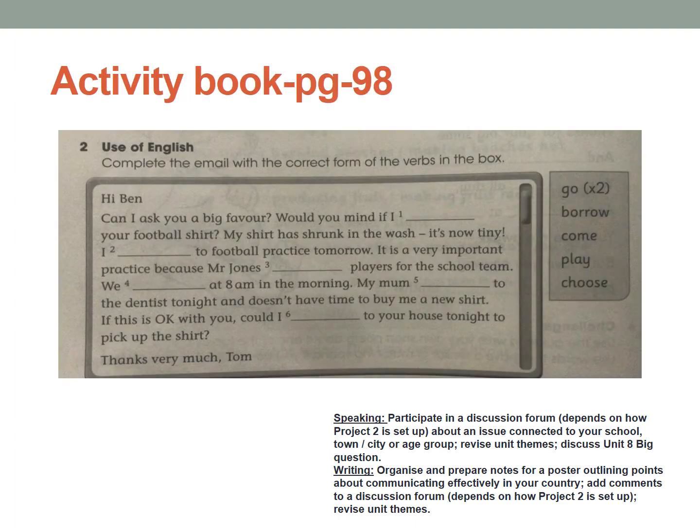Now open your activity book again, page number 98. Complete the email with the correct form of the verbs in the box. You can see the verbs in the box. So you need to put these words in the correct sentence. So write it down by yourself and just check in the next slide.